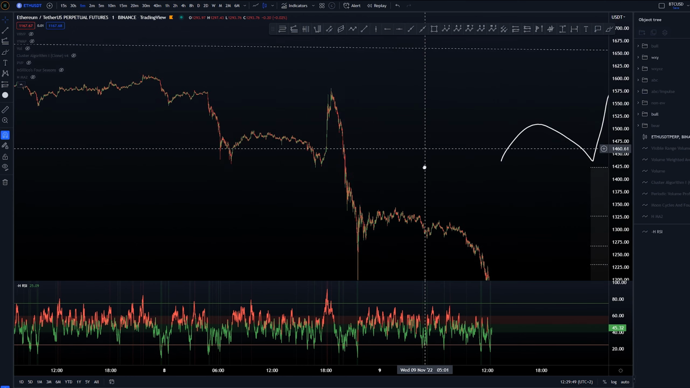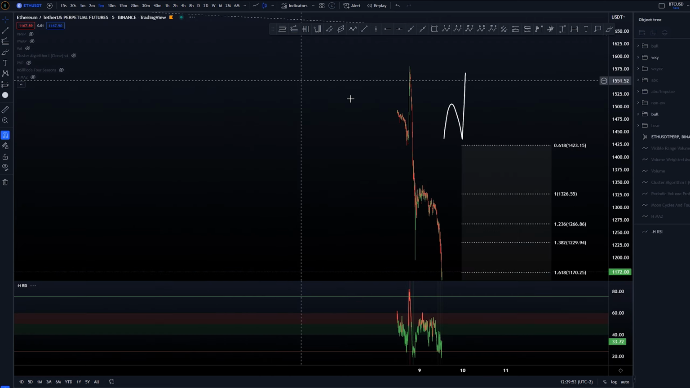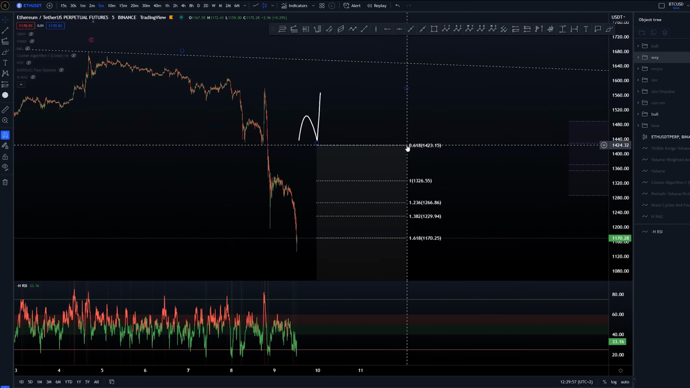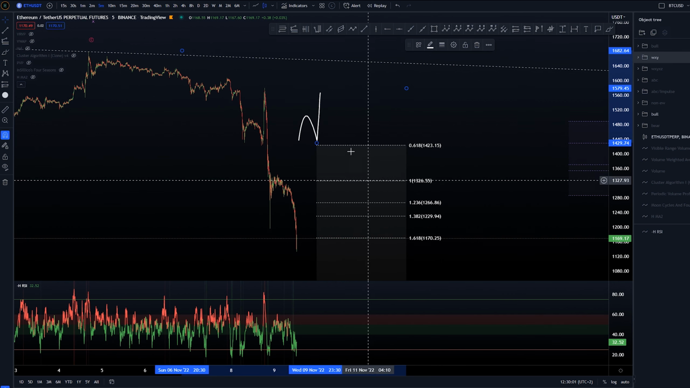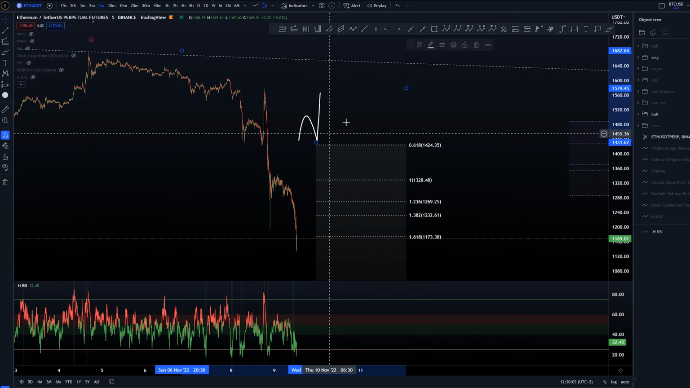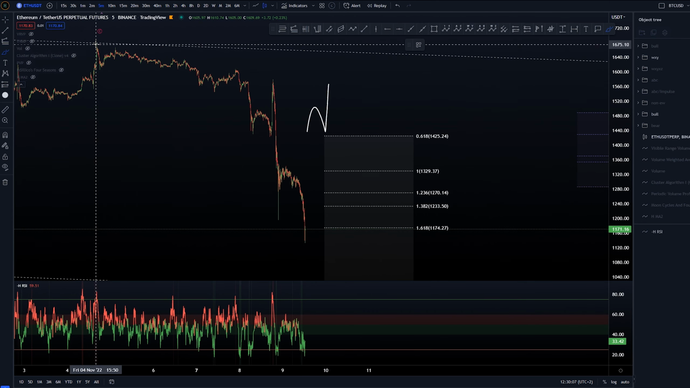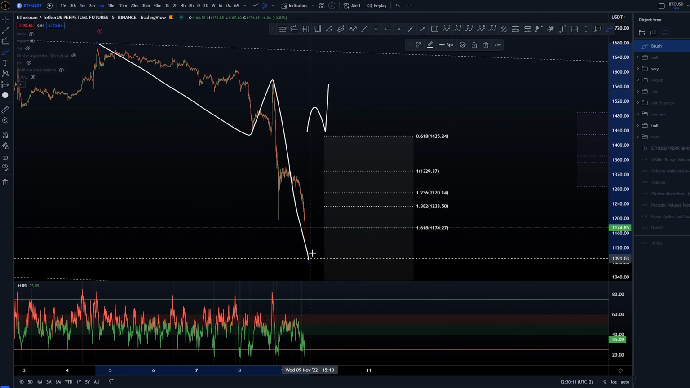We are still, it looks like, climbing down, but I'm not quite sure if we can label this in a 5-wave structure overall. At the moment, we have already extended well beyond the 1.618 here, but I'm not quite sure if this is really something I want to be labeling as 5 waves. To me, this feels more like a 3-wave structure, almost like this.